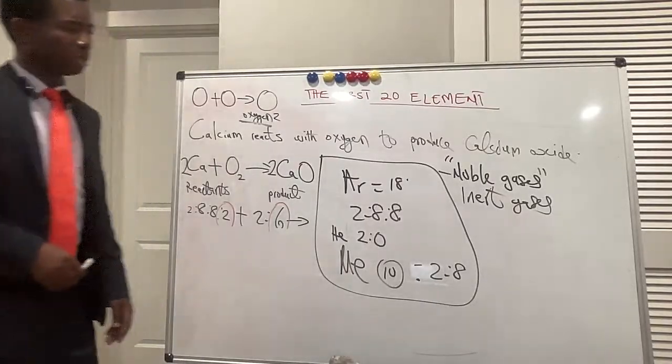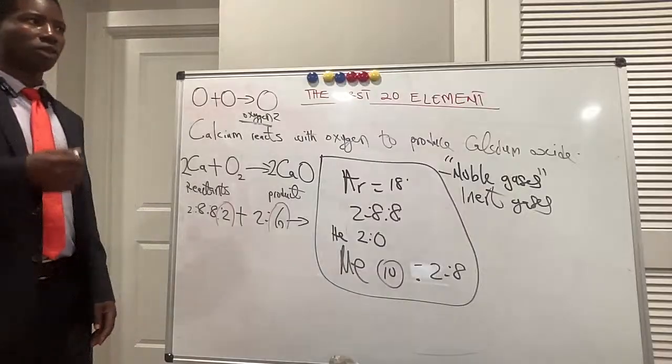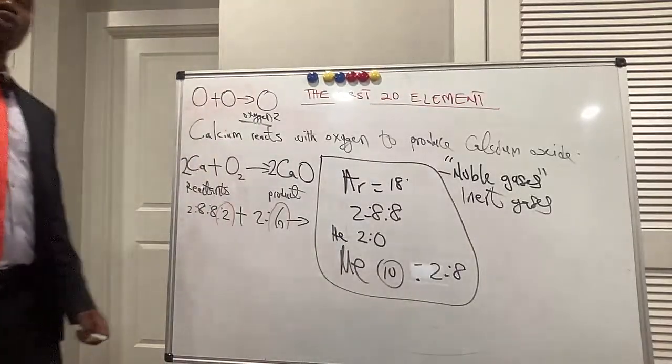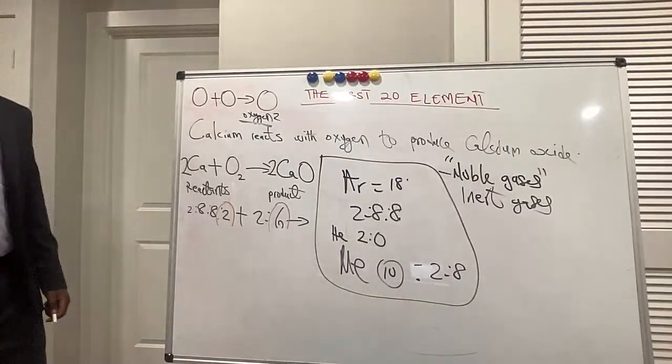So with this, anytime we see any reaction, we'll be able to tell what is happening in such a reaction. When sodium reacts with chlorine, it gives sodium chloride.